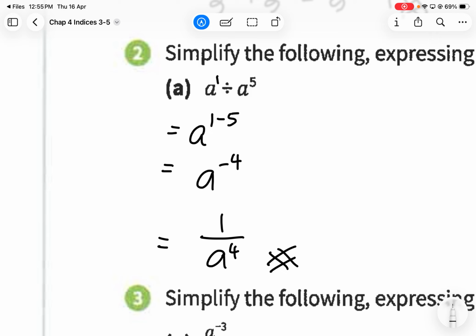Okay? Ariana, you see the pattern? Negative power, I want positive power. This whole thing must go to the denominator.